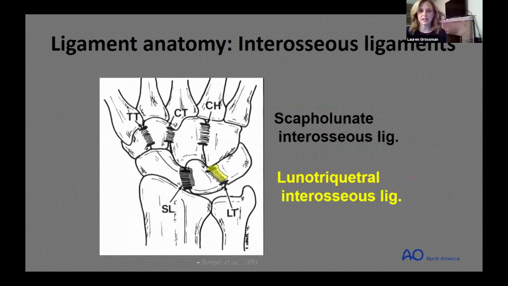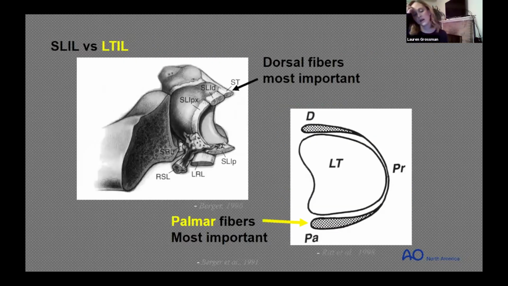The interosseous ligaments, which we already touched upon, are your scapholunate interosseous ligament, which is important here, and your lunotriquetral interosseous ligament in yellow. What's important to note of the two is that they are a bit opposite, where in your scapholunate, it has been shown that the dorsal part is the strongest, most important portion, whereas in your LT, the palmar fibers tend to be stronger and most important.